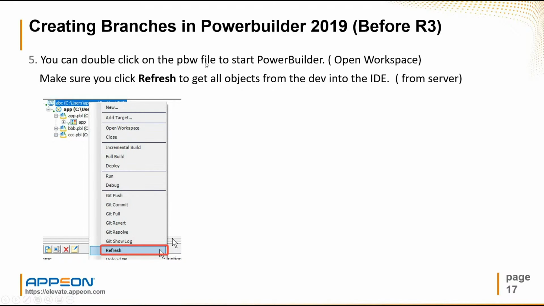So you can double click on the PBW file to start PowerBuilder, or rather just reopen the PowerBuilder IDE and open the workspace that you're going to be working on. Once you do that, you'll be on the development branch now, because you've switched it outside of PowerBuilder. So make sure you click refresh, like I showed you earlier, to get all the objects from development into the IDE. That's an extra step you need to do.